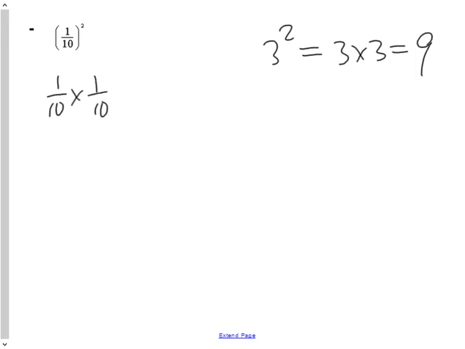Next question says 1/10 squared. Well, if I gave you 3 squared, you know that 3 squared would be 3 times 3, which in standard form would be 9. So even if it's a fraction, it's the same idea. It means 1/10 multiplied by itself, which would be 1 over 100. The next question is simply 10 times -2, which is -20. That's 1 point.